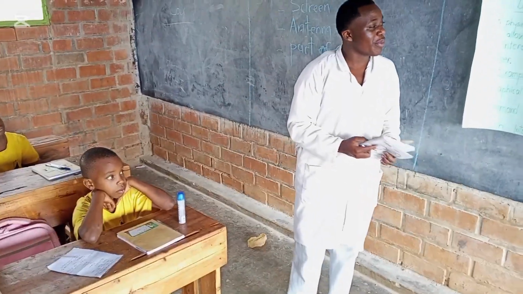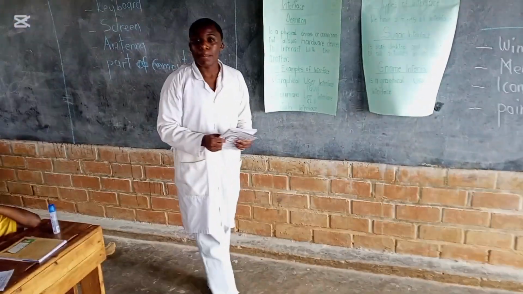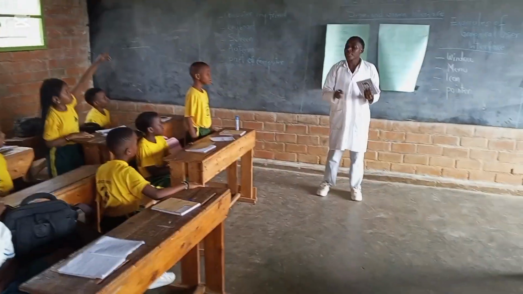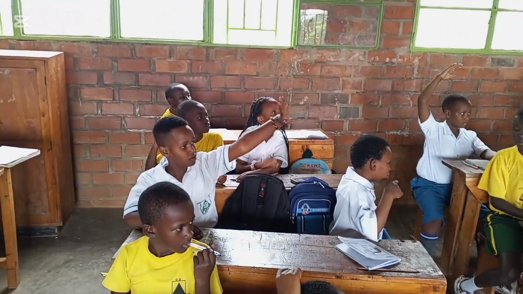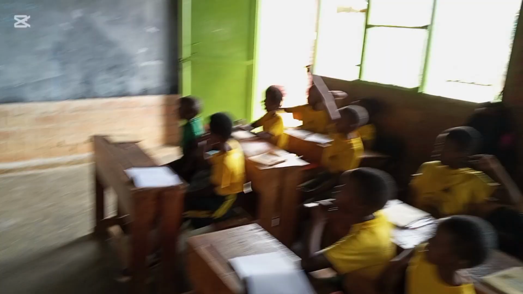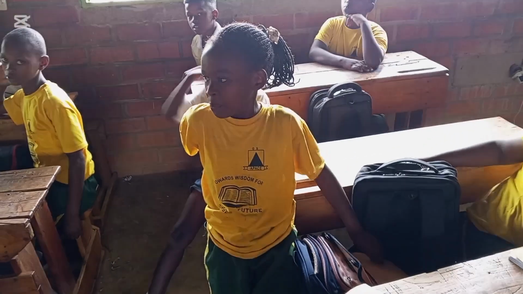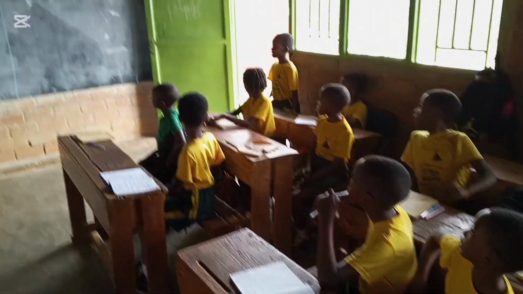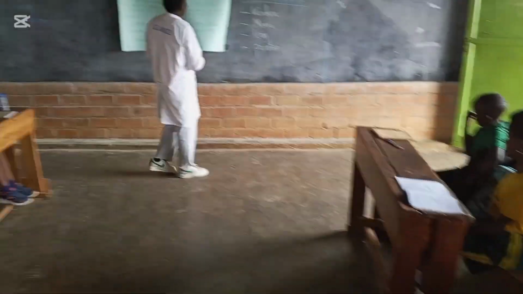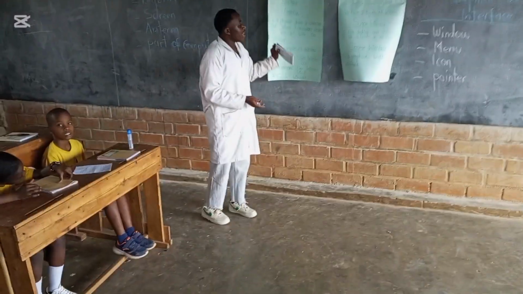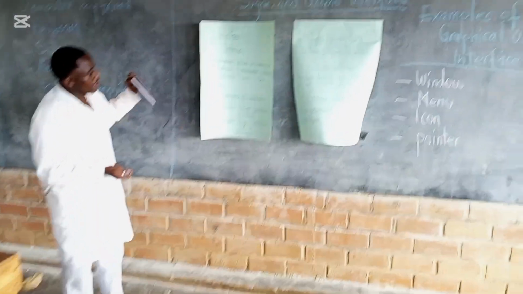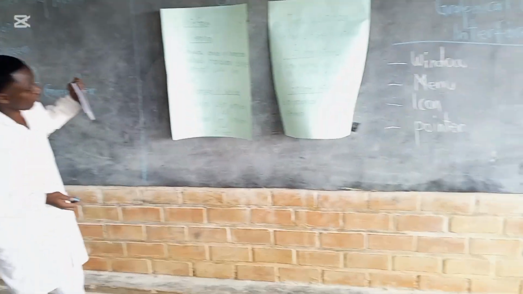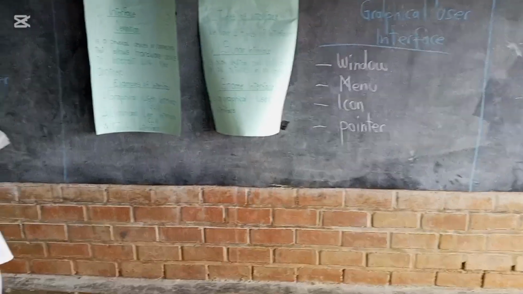Who can tell me one example of graphical interface? Yes, menu. Abi, window. Yes, Shanessa, pointer. Another one. Babazi, icon. Aha. You see that we have already understood the examples of graphical user interface.